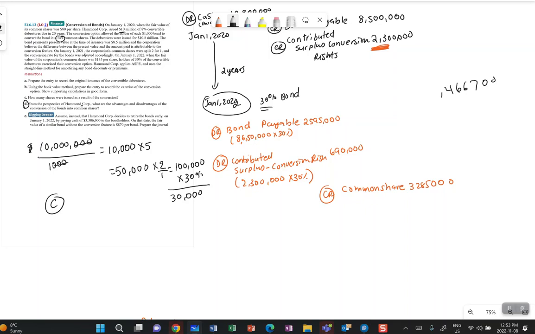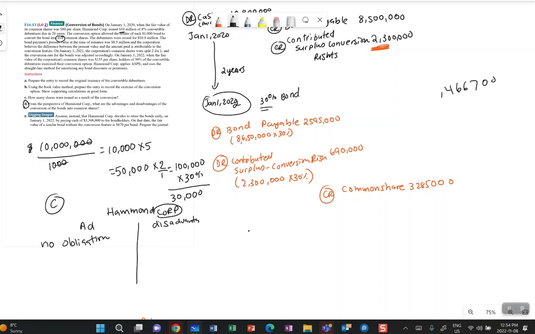From the perspective of Hamid Corporation, what are the advantages and disadvantages of conversion of the bond? So now if this is a company, Hamid Corporation, they will have both advantages and disadvantages. If you think of it from a company point of view, they have no obligation to pay a dividend. So no obligation to pay a dividend. What do we mean by that?